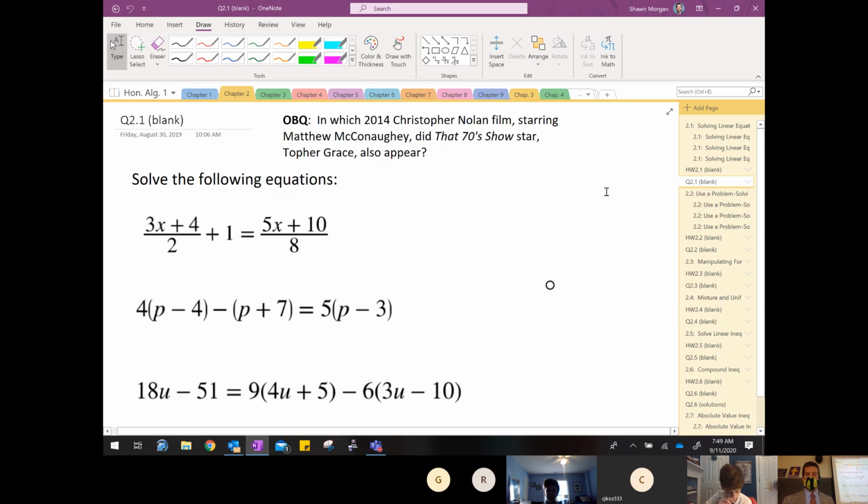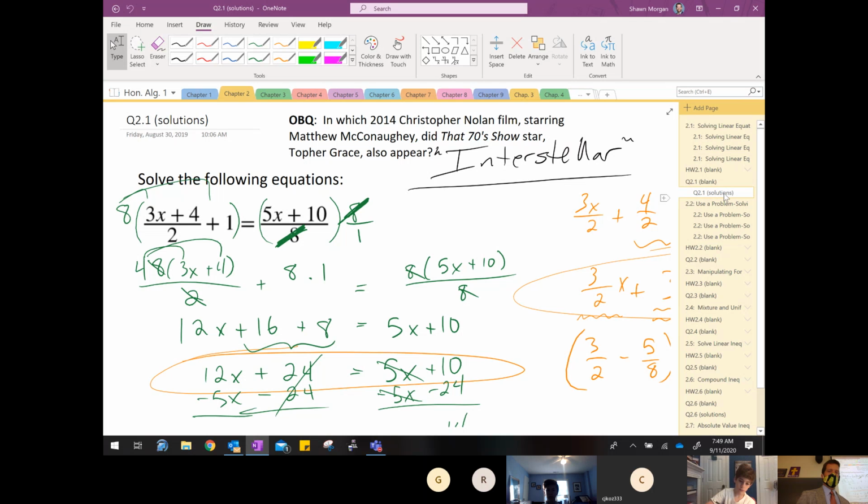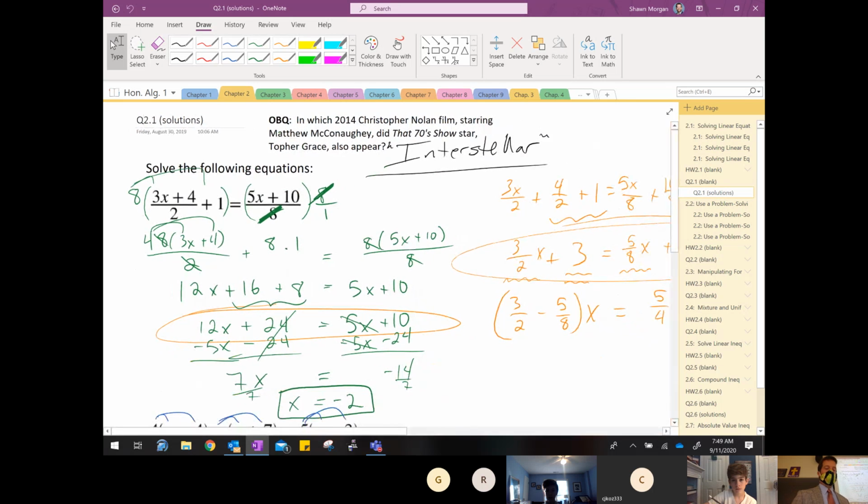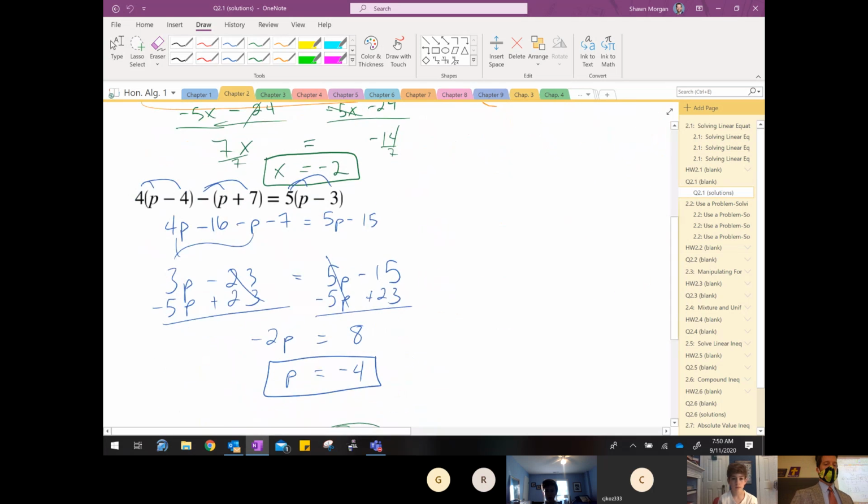All right. Even if you're not finished, I'm going to project the answers here. See how you guys did. The bonus, by the way, is one of my faves. It's called Interstellar. Not sure if you've seen that before. Here was our answer for the first one down there at the bottom, -2. We multiplied by our LCD of 8 to kill off those fractions. So -2 gets the job done.